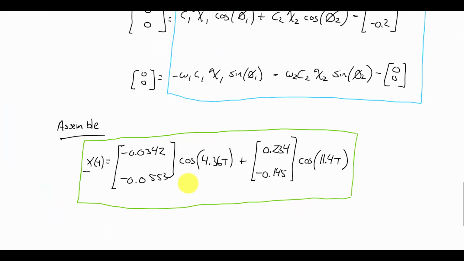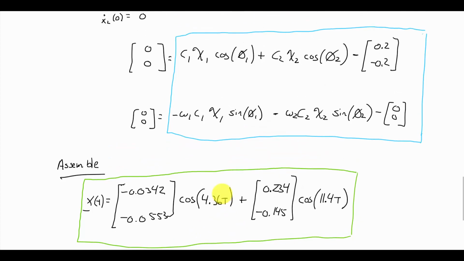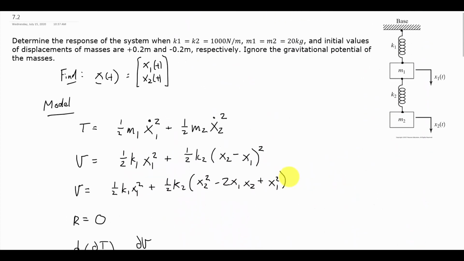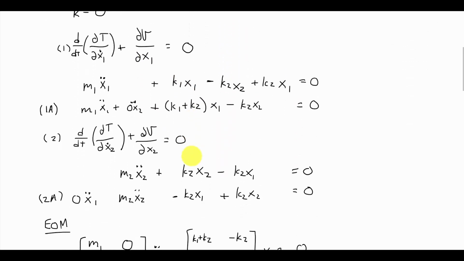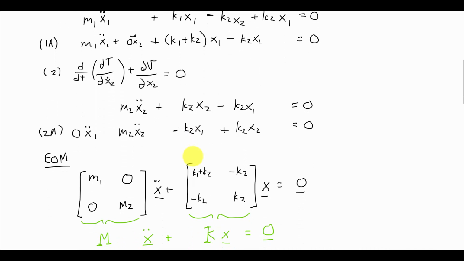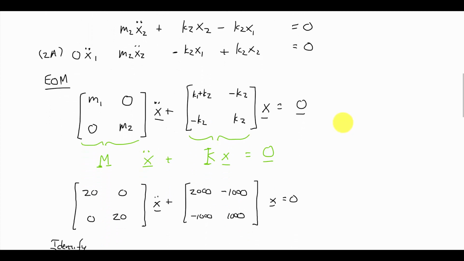So going back to the work that we did, we found our total solution for x1 and x2 of t as a vector equation here. They are both oscillating at both of the two natural frequencies. But we started with modeling the system, finding its kinetic and potential energies, using Lagrange's equations to develop the two equations of motion as scalar equations, and then combining them into the matrix equation of motion, identifying here a mass matrix and a stiffness matrix. There was no damping, so there is no C matrix here, and there's no forcing, so the right-hand side is the zero vector.